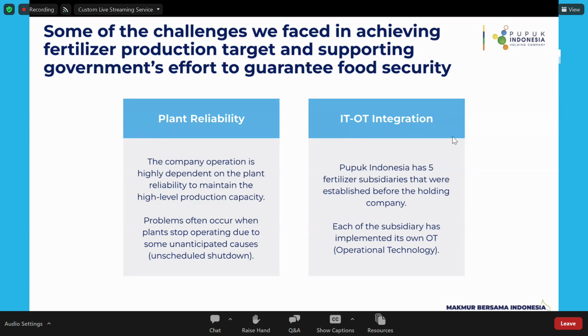The second challenge is IT/OT integration, because the holding company Pupuk Indonesia was established after the 5 subsidiaries. So when we were established, our 5 subsidiaries already had operational technology in place with various technology, various licensors, and also various standards. We need to integrate all of these different technologies into our IT and data infrastructure. So that's the challenge that we face.